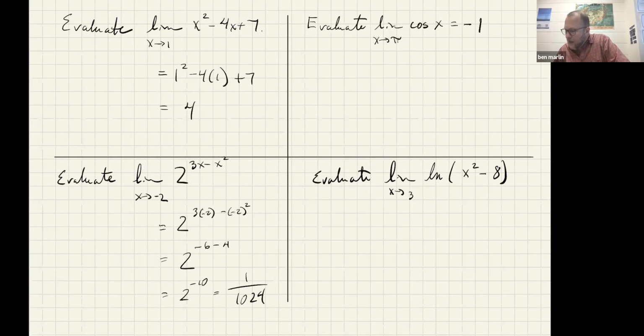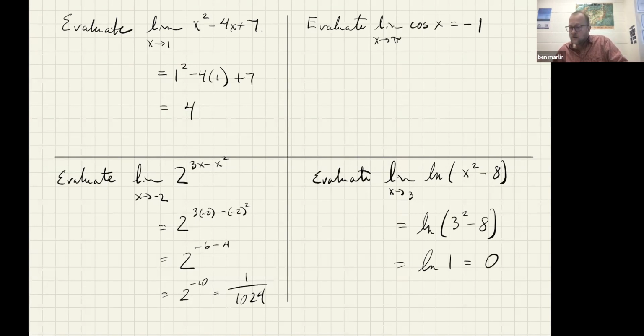And then here's one with logarithms. Logarithms always seem super intimidating, but we try to just plug in. So we're taking the logarithm of 3 squared minus 8. Well, 3 squared is 9, and 9 minus 8 is 1. And the logarithm of 1, no matter what the base is, turns out to be 0. Boom, that's it.